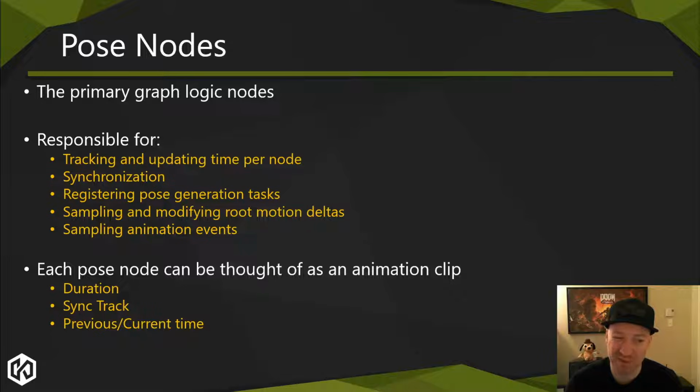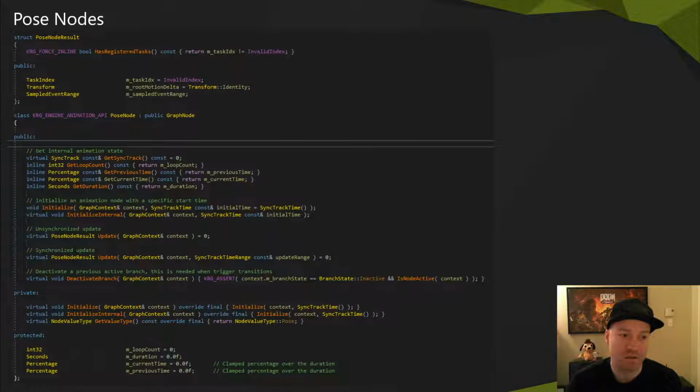So you can kind of think of each pose node as sort of an animation. It has a duration, it has a sync track, and it has a previous and current time. That's sort of what it looks like. I think the code is kind of useless to show to some degree. But the important thing to notice is that the information we track per pose node is fundamentally the loop count, the duration, and the previous time, and where we're currently at. If you look at the pose node's result, that's the first struct defined there, you'll see that there's a task index, the delta that was sampled at that node, and the sampled event range.